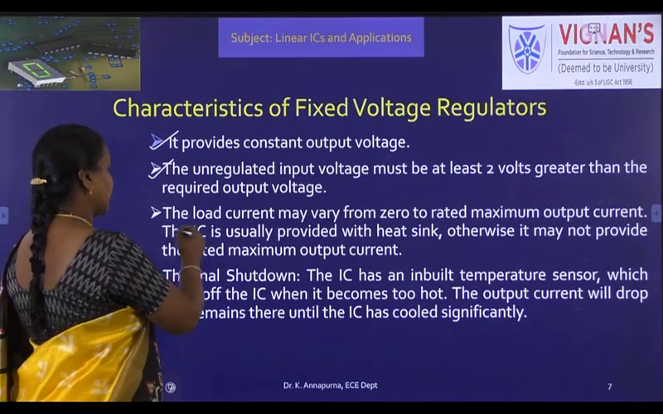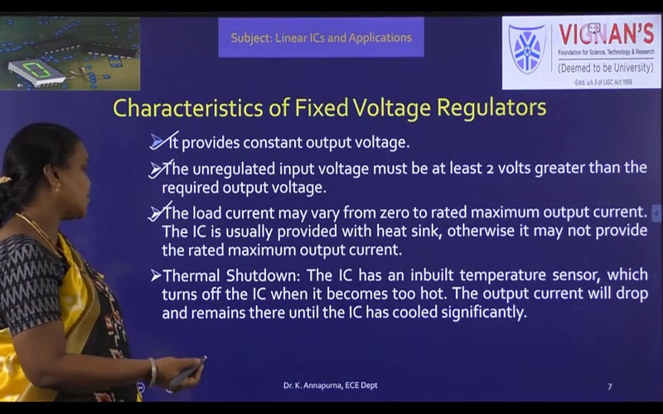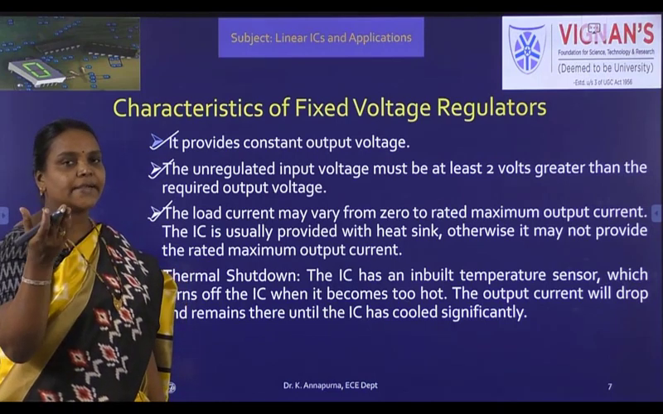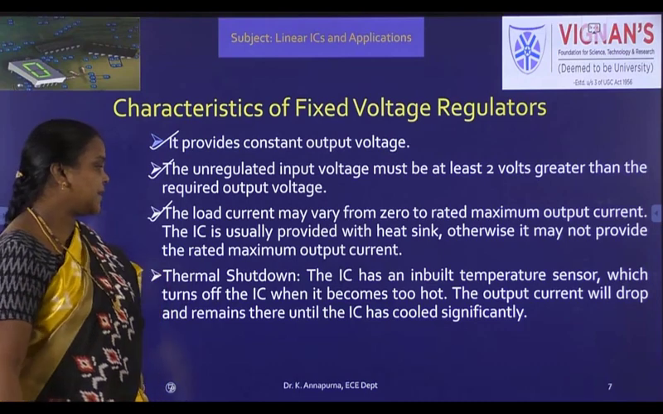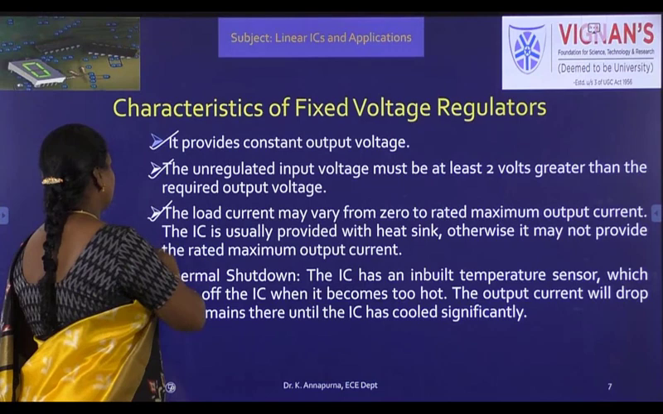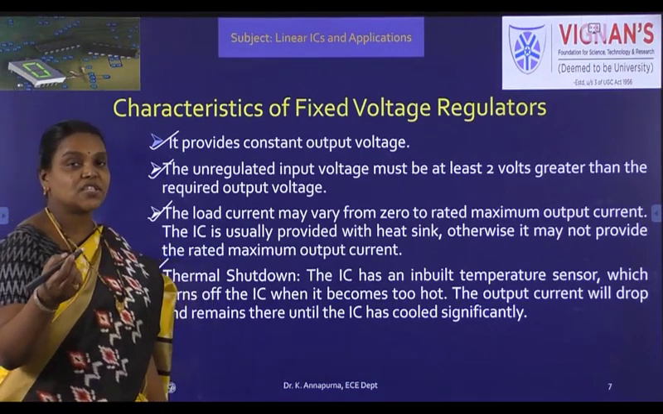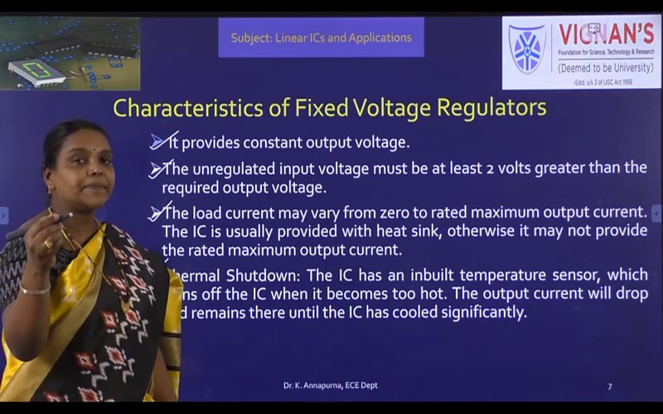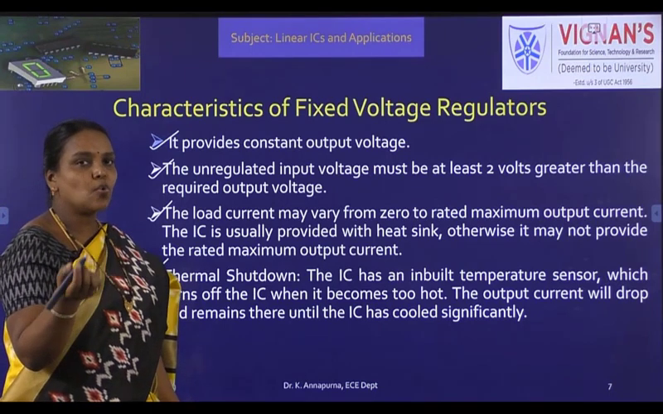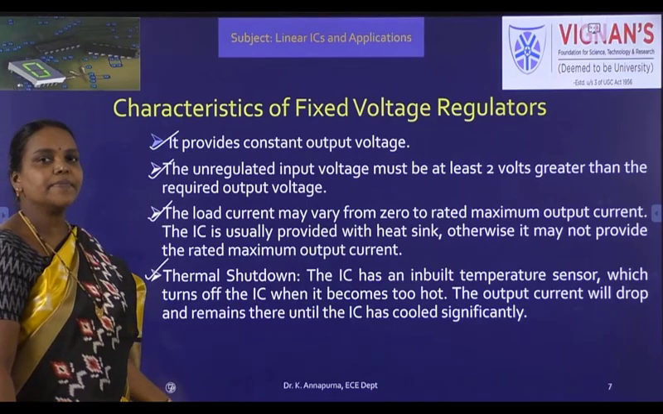of thermal problems. And thermal shutdown, that is, if temperature increases, then what happens? Automatically it will reduce its current, and after it gets cooled down, then only it will operate in normal condition. So that is called thermal shutdown. So ICs will have an inbuilt temperature sensor. When they sense very high temperatures, then they will reduce their current, and after the IC gets cooled, then only they will operate in normal mode, so that the IC will be protected.